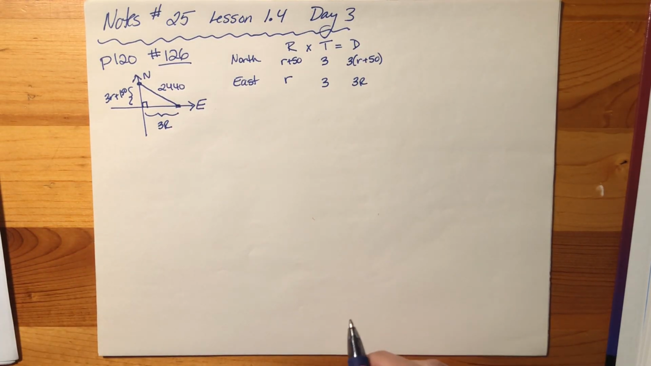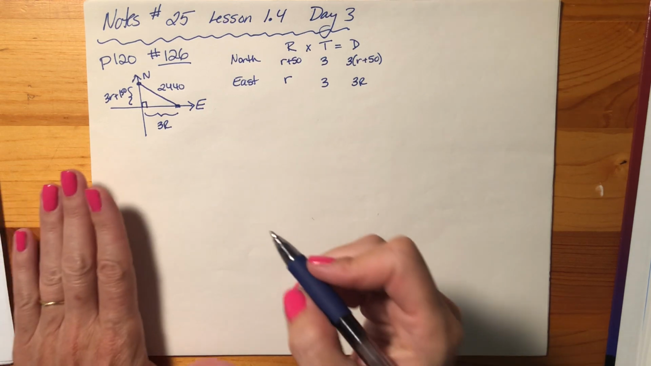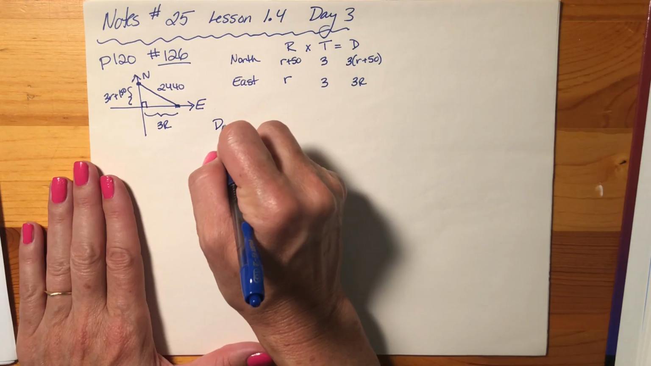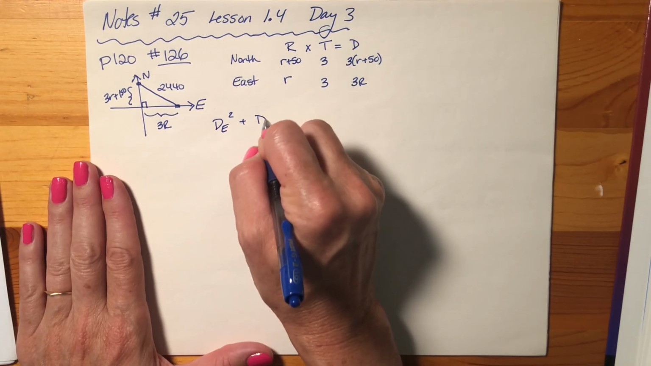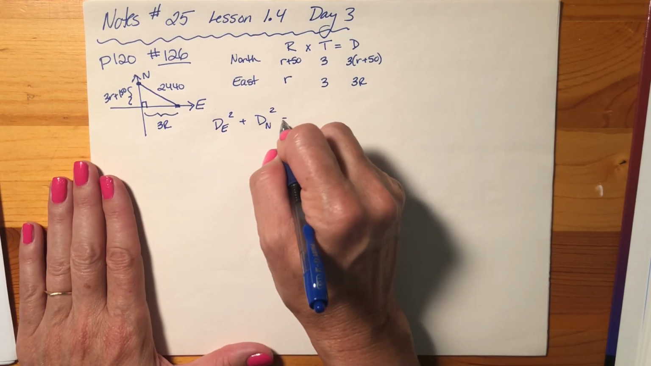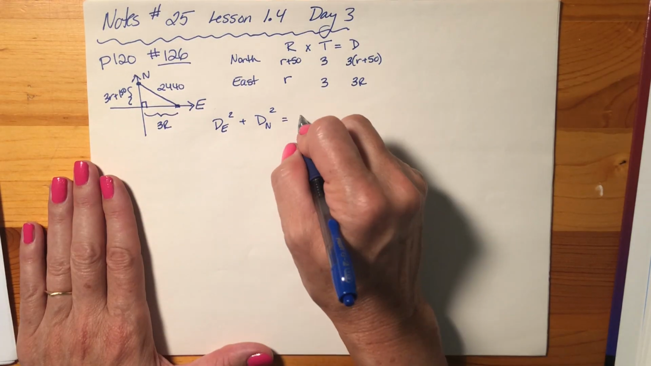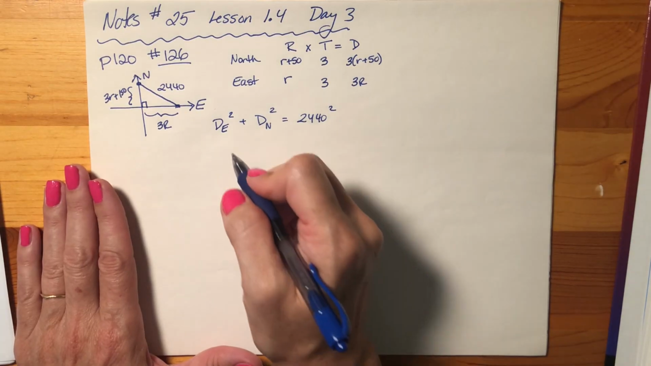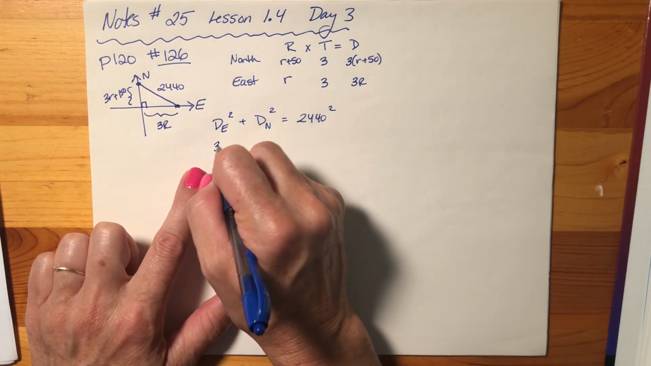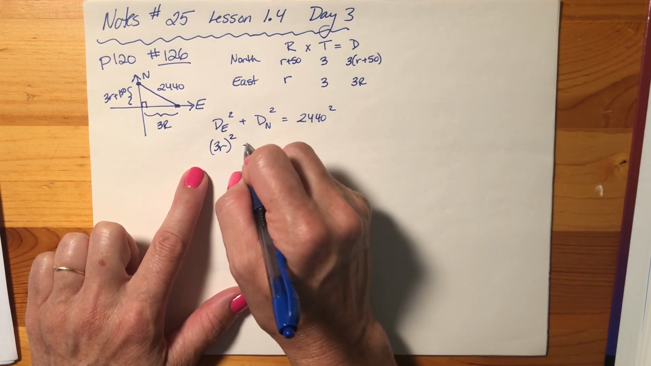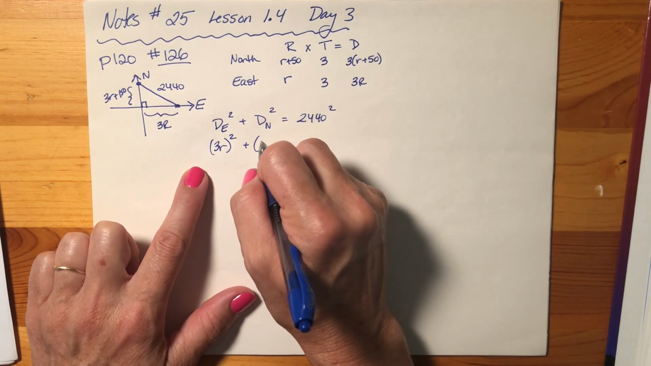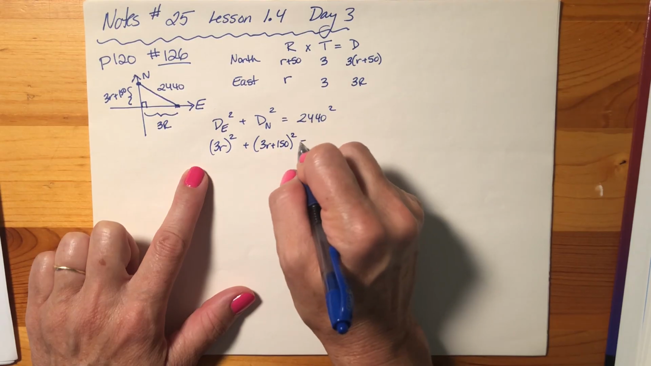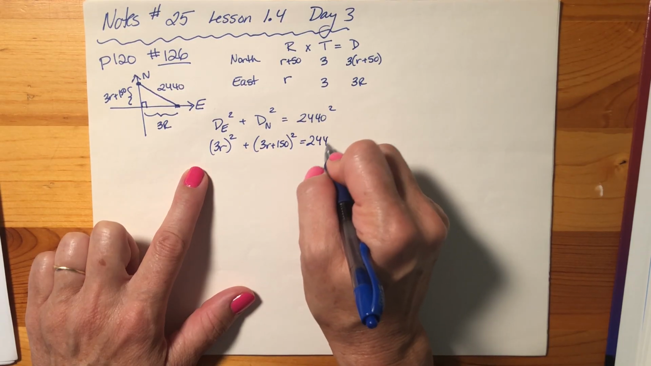Oh, fun, fun, fun. You know what I can use? The Pythagorean theorem. If I can find the distance of the eastbound plane and square it, and the distance of the northbound plane and square it, that should equal the total distance they're apart, the 2,440. This is fabulous. So the eastbound plane is going to be (3R) squared. Notice the parentheses. And here I'm going to have (3R plus 150) squared equals 2,440 squared.